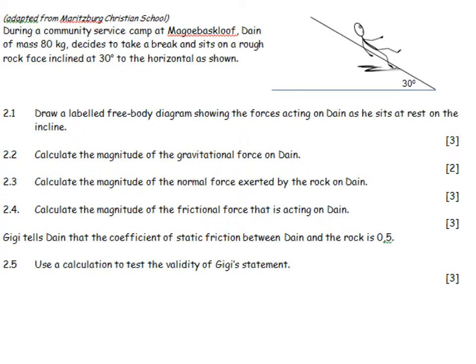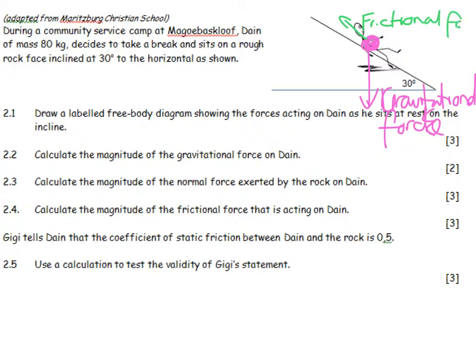We've now got a labeled free body diagram. I'm just going to make this person the free body quickly. That's its weight, or force gravitational. Then there is a force acting up the slope that's holding Dane in place. That is a frictional force. And then there is a force acting by the slope at 90 degrees to stop Dane disappearing into the slope, and we call that the normal force.